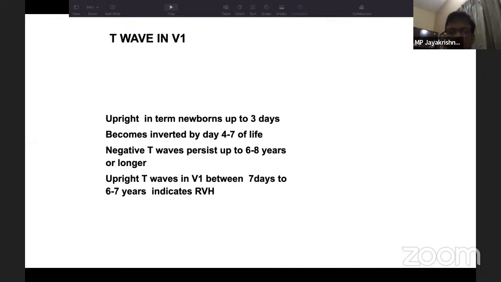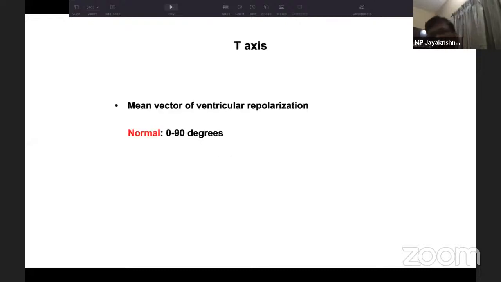For your purpose, any upright T wave in V1 in this age group, 7 days to 6 to 7 years, indicates right ventricular hypertrophy. As I told you, the T wave also has an axis, just like the P wave and the QRS axis. The normal T wave axis is 0 to 90 degrees, meaning it is in the left lower quadrant. You calculate the T wave axis just like you calculate the QRS axis. You locate the quadrant, see if it is positive in lead 1 and aVF. If it is positive in lead 1 and aVF, it is in the left lower quadrant. That is 0 to 90 degrees, the axis for the T wave.